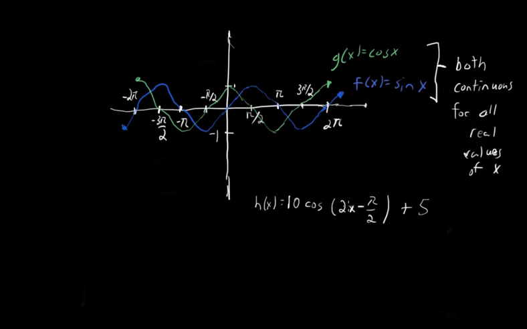And this 2 in front of the x is going to make the function period be pi instead of 2 pi. So this function will happen twice as fast as the cosine function shown in green here. And this 10 in front is going to change the upper and lower bounds of the function.